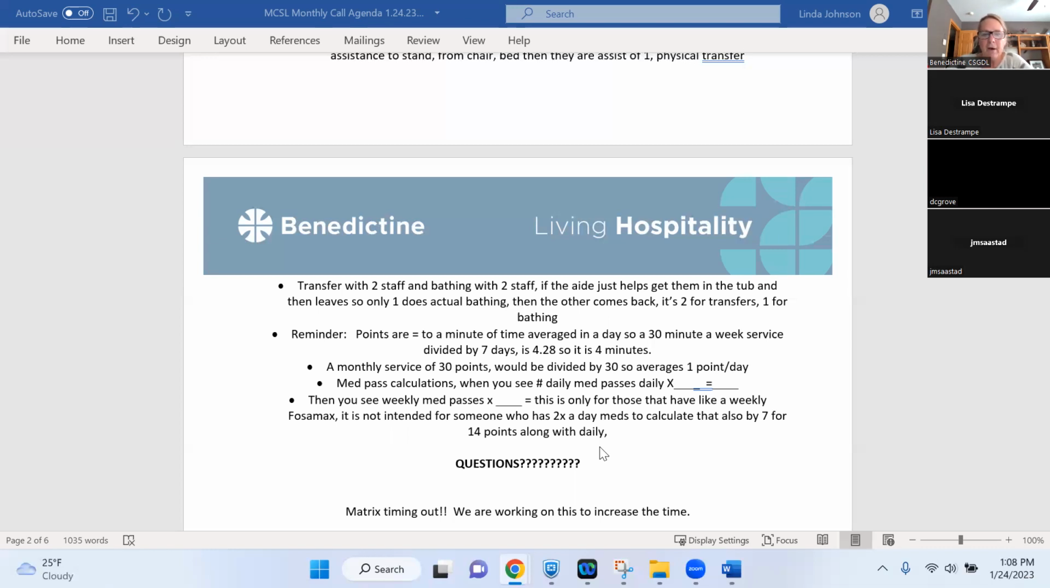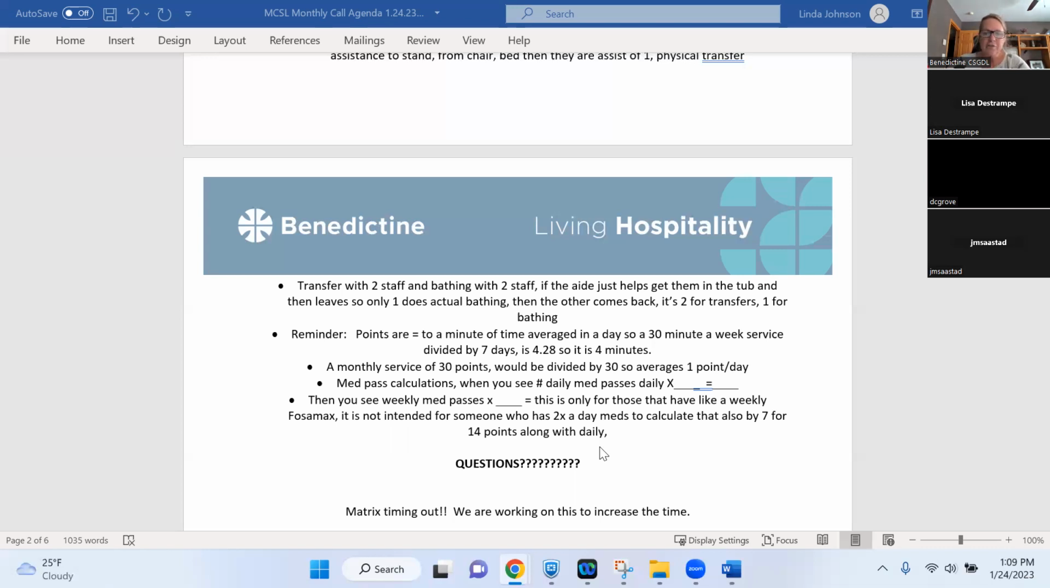Just kind of to think about how points work. If a service is 30 minutes and it's a weekly service, you divide that by 7, and that gives you your average daily points, because the billing is averaging everything per day. So if it's a monthly service, a nurse goes in there once a month to do a B12 injection and you're charging 30 minutes, that accumulates to 1 point then, because it's 30 points divided by 30 days on average. So that's kind of how we calculate that.